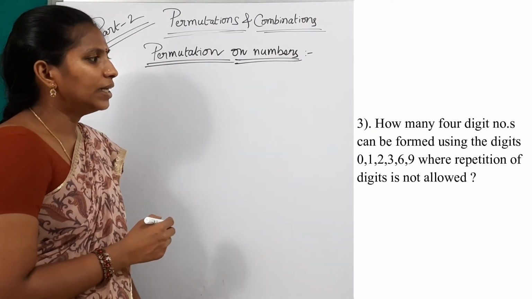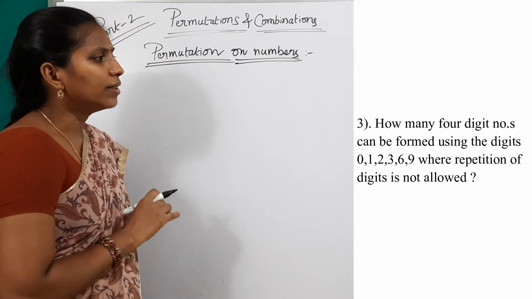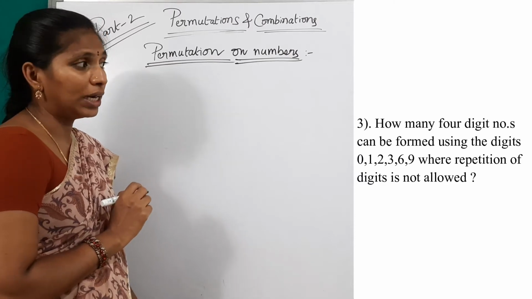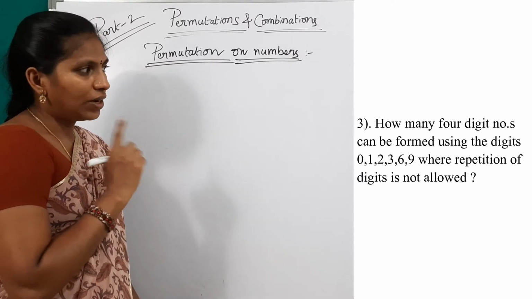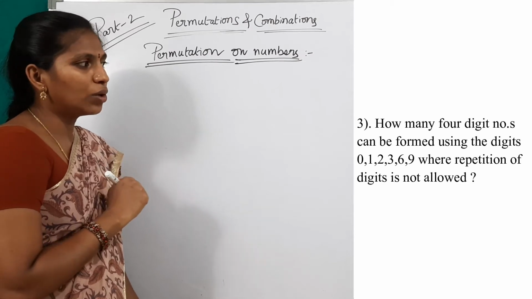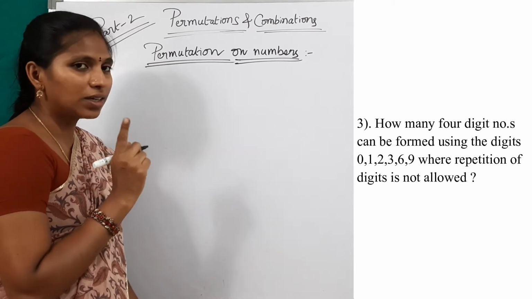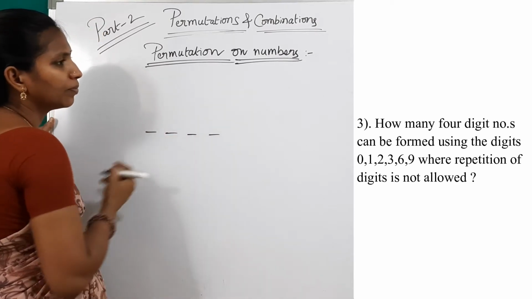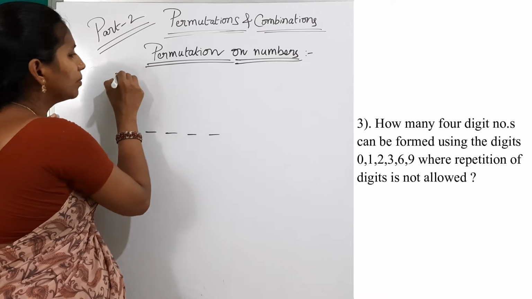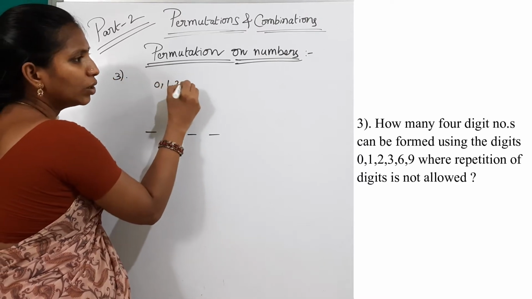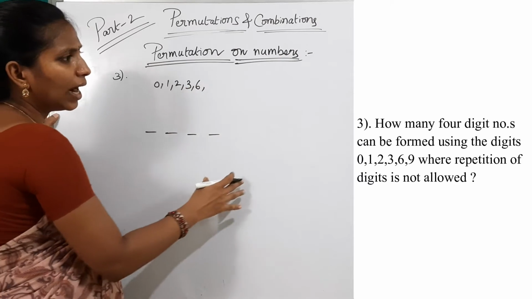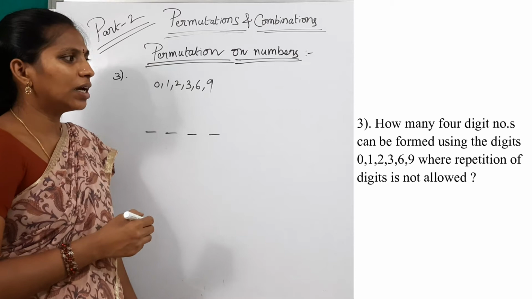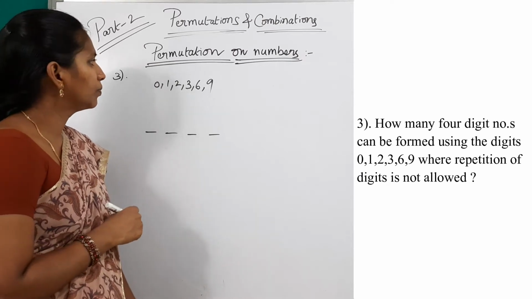How many 4-digit numbers can be formed using the digits 0, 1, 2, 3, 6 and 9? Very important. See here. First and second questions there is no 0 digit, but in third question there is a 0. How many 4-digit numbers can be formed? Given digits are 0, 1, 2, 3, 6 and another one is 9. Where repetition of digits is not allowed.